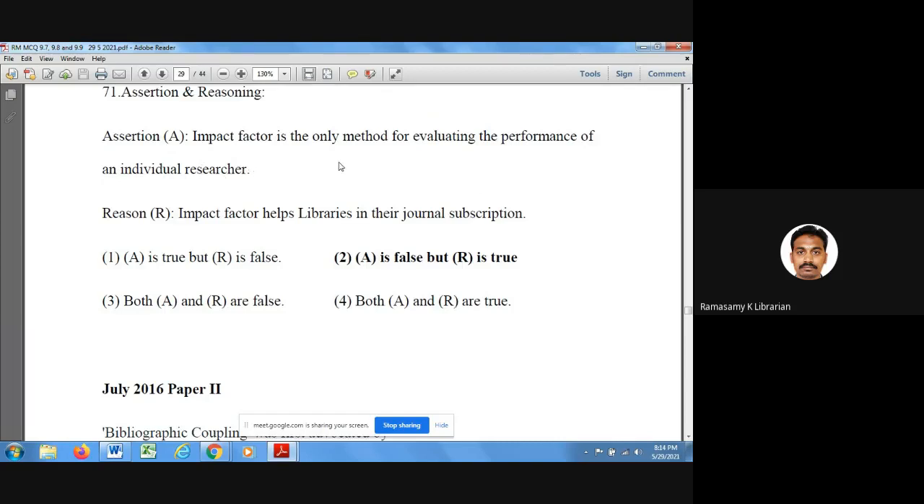Okay, fine. Then, impact factor is the only method for evaluating the performance of an individual researcher. As I told you, impact factor cannot be used for measuring the research impact of an individual. So A is false. Then impact factor helps libraries in their journal subscription.